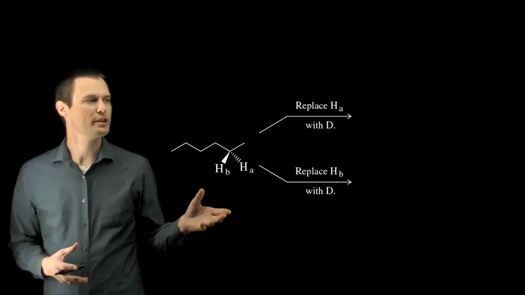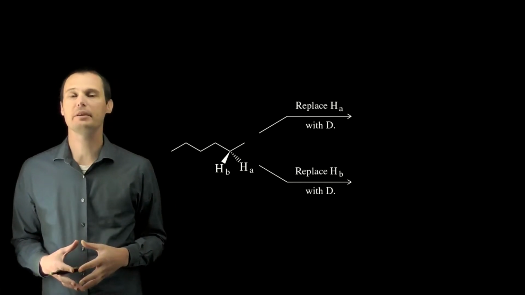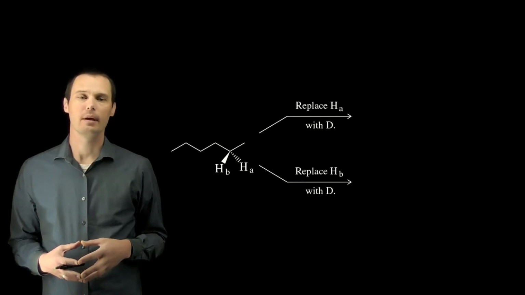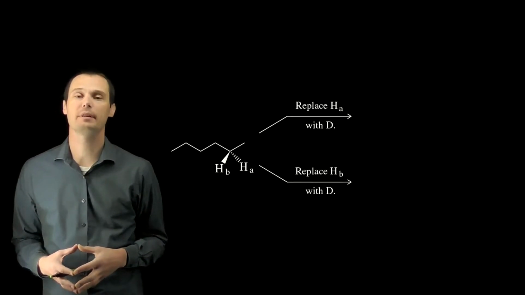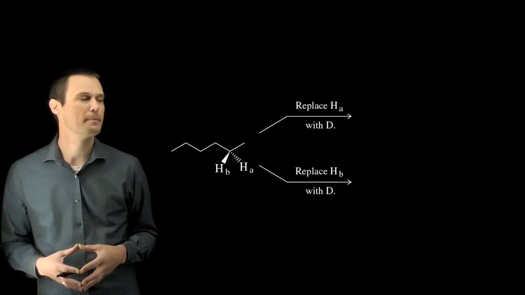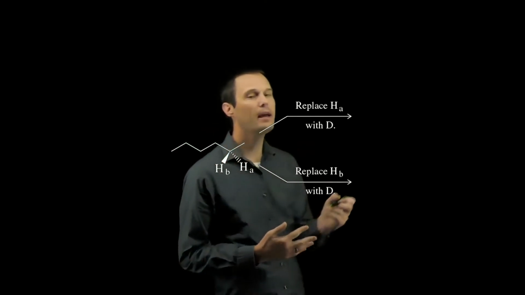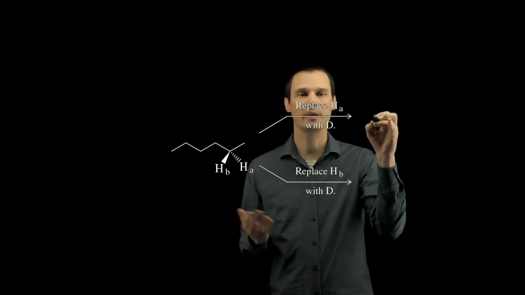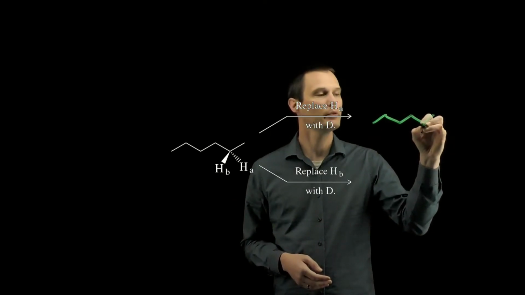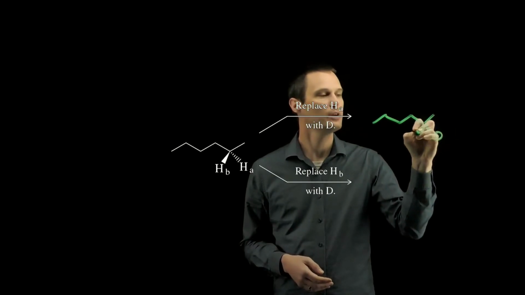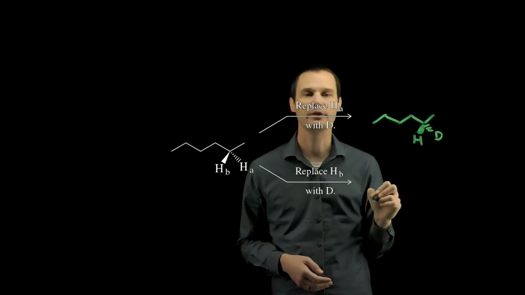The assessment asks us to predict the product of replacing each of these hydrogens with a deuterium, and then determine if the original structure of these hydrogens would be represented by one signal or by two signals. If we replace hydrogen A with a deuterium, we would end up with the same carbon skeleton, but hydrogen A would be replaced with the deuterium on a dash, whereas hydrogen B would remain on a wedge.